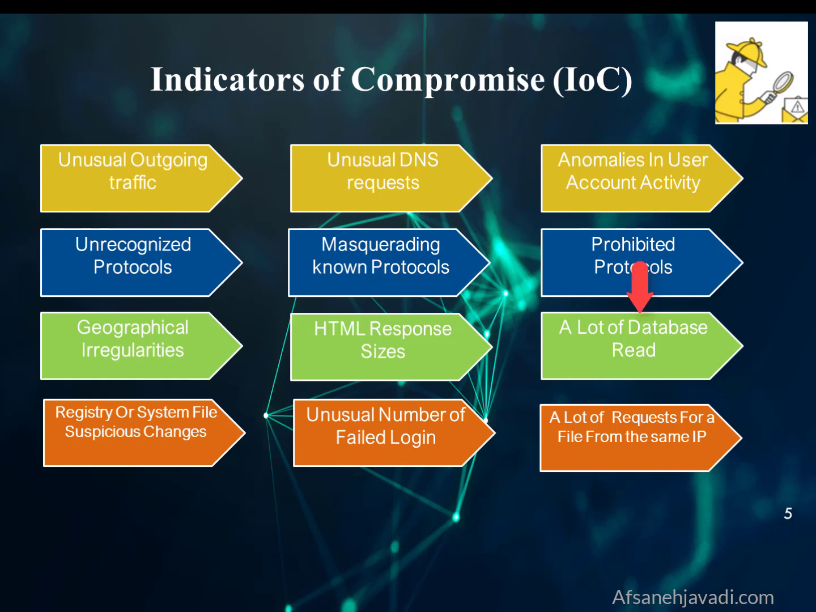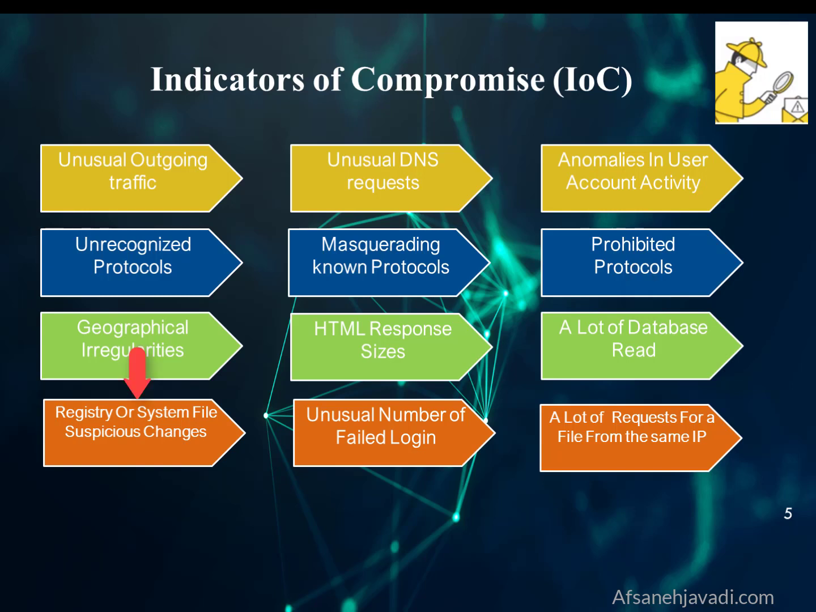As you can see in the slide, the next indicator of compromise is a lot of database read volume. Once an attacker gets into the system, he seeks information, so there will be a large number of read operations from key databases. For example, if an attacker tries to get full credit card information from the credit card data tables, it will generate a much higher volume of reads on the credit card tables than in a normal situation.